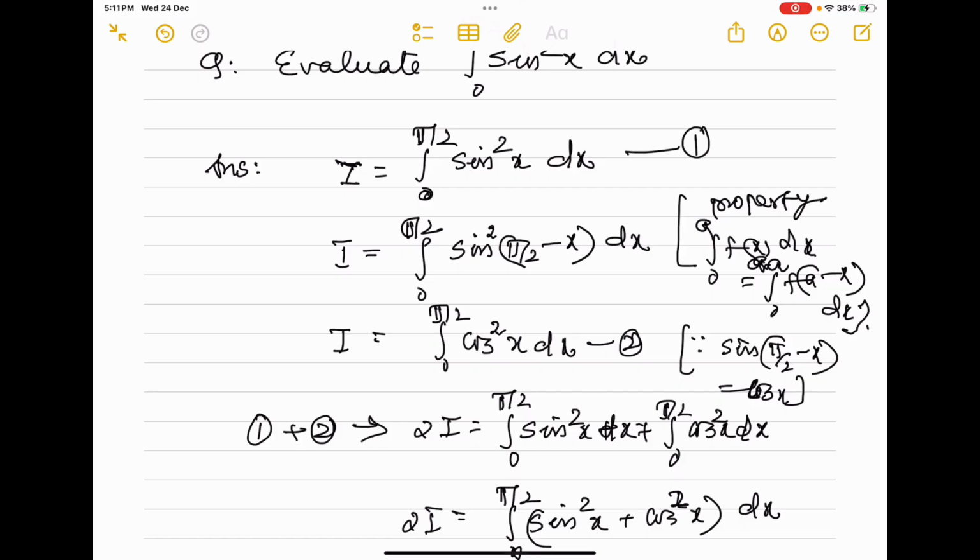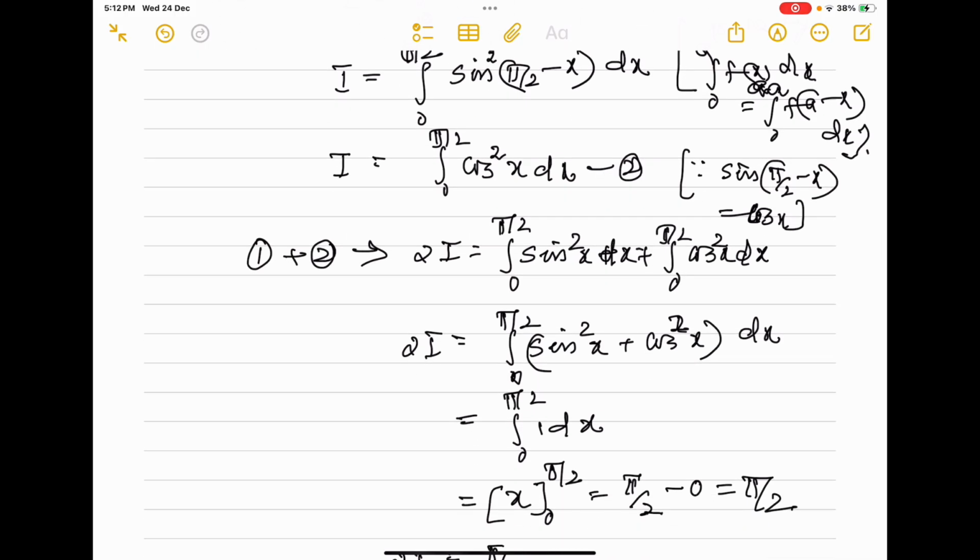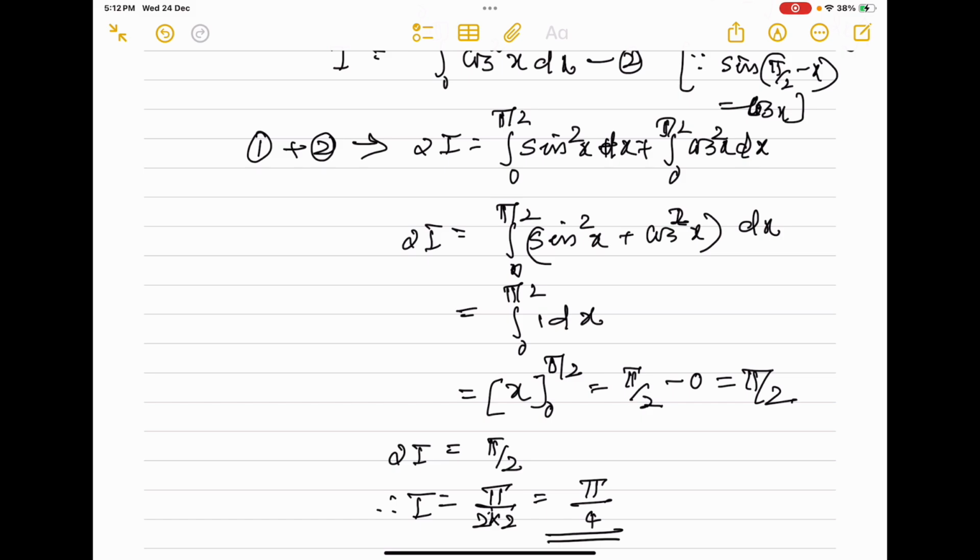Then 1 plus 2 gives 2I equal to integral 0 to pi by 2 sine square x dx plus integral 0 to pi by 2 cos square x dx. That is 2I equal to integral 0 to pi by 2 of sine square x plus cos square x dx. That is equal to integral 0 to pi by 2 of 1, since sine square x plus cos square x equals 1, we can write it as 1 dx. The integral of 1 is x. So x within the limit 0 to pi by 2, that is pi by 2 minus 0 equal to pi by 2.